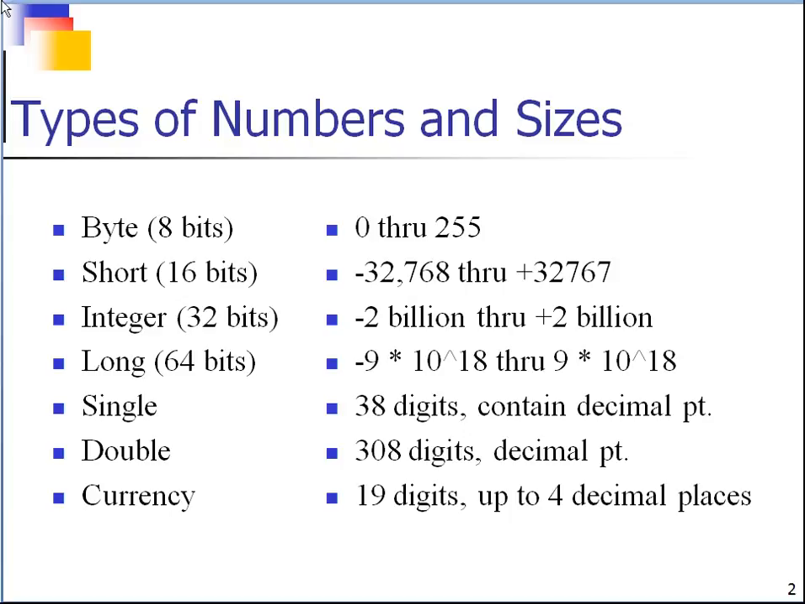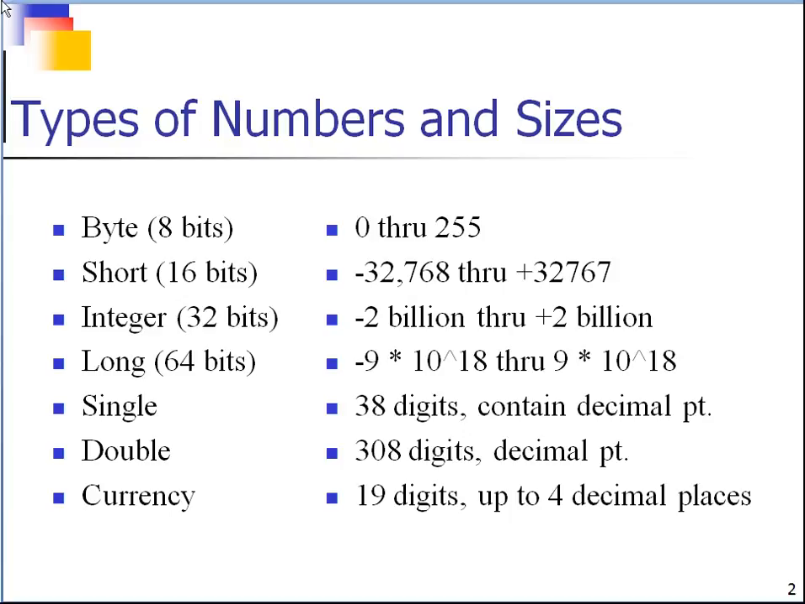These digits are either on with electricity flowing through them, or off, electricity not. So that's why it's called binary. There are 2 states, electricity, no electricity. The byte is capable of doing numbers 0 through 255. Then we have short integer, which is 16 bits. It's negative 32,000 through positive 32,000.